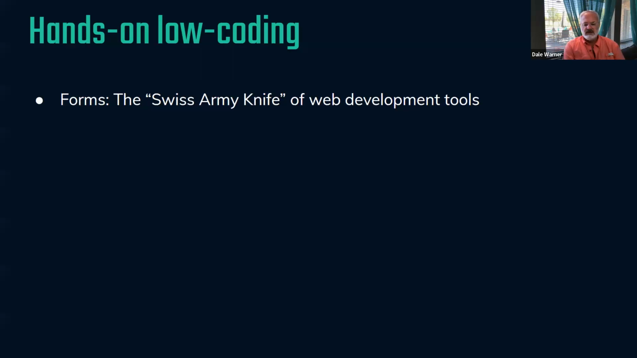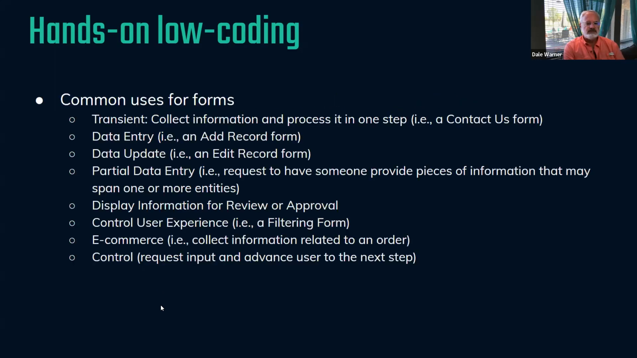And so it is a big multi-purpose tool, and one that's worth your investment and time to understand. Our forms tool can be used in a variety of ways, and just to give you some idea, there's a transient form, a form that would be used to collect information and process it in one step. For example, a contact us form. There's very little complexity behind this. You're collecting some information, they push a button, you do something with it, and that's the end of the process. So a nice one-step thing.